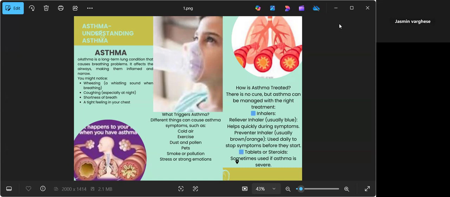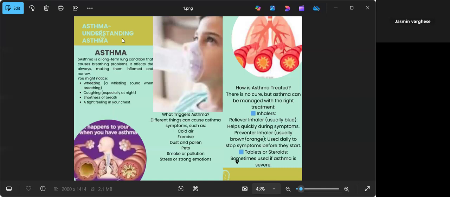All right. So first of all, what you need is a title for the leaflet. Here I have given a simple title, Asthma Understanding. The title should be very simple, eye-catching, but informative. It should not be too fancy. At the same time, it has to be eye-catchy, and at the same time, it has to be informative.